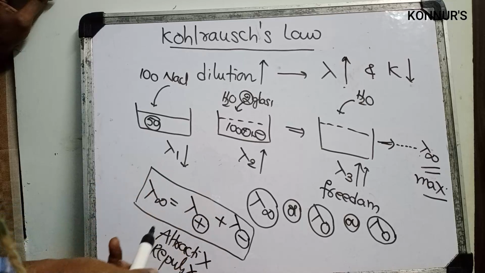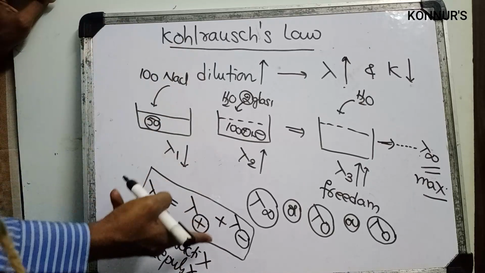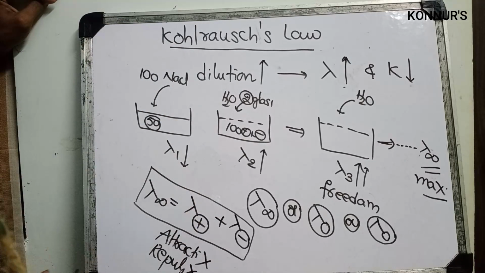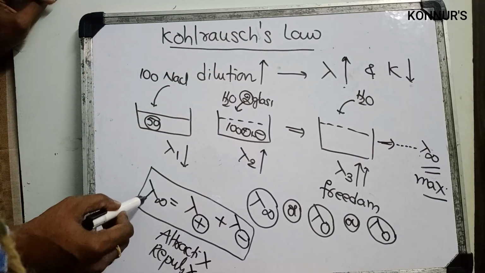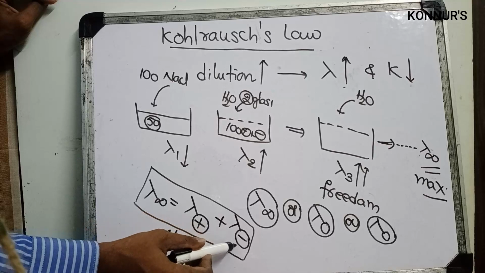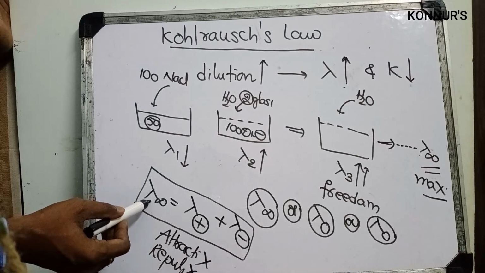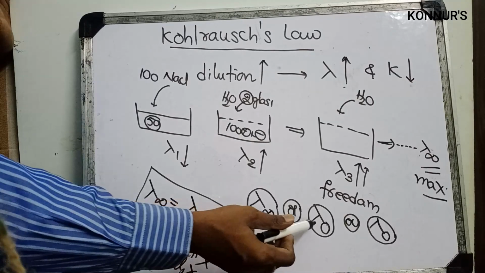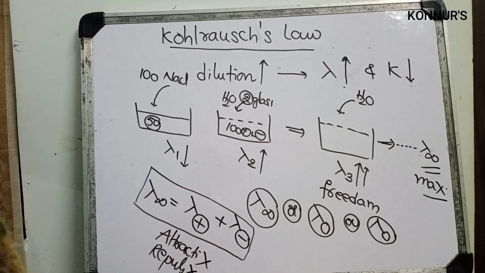They will ask which of the following is correct at infinite dilution. What does Kohlrausch law mean? At infinite dilution, the sum of the cation and anion conductance equals infinite dilution conductance. It is indicated like this. Next, there are Kohlrausch law applications. In the next class, we will see the applications.